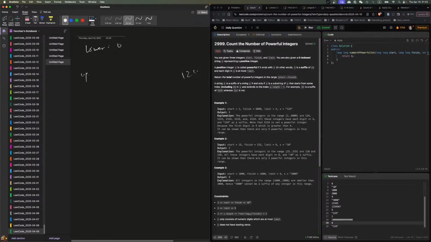So we have 1, 2, 4. And we have 1, 2, 3, 4, 5, 6, 7, 8, up to 15. Well, technically it's 16, right? Technically it's 16 because 10 to the 15 is 16 digits. So it's a 0, or it's a 1. And then it's a 0, 0, 0, 0, 0. But then this is a 1.